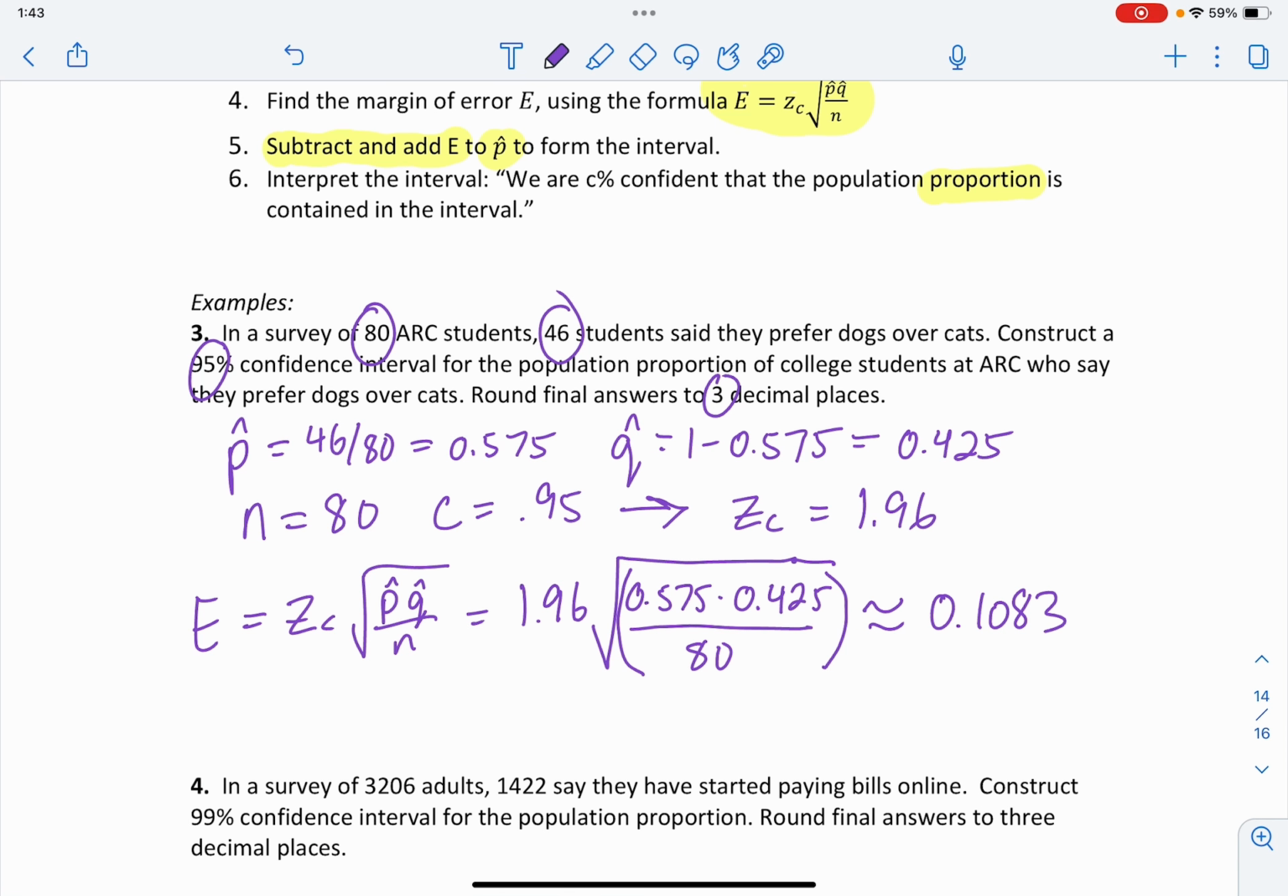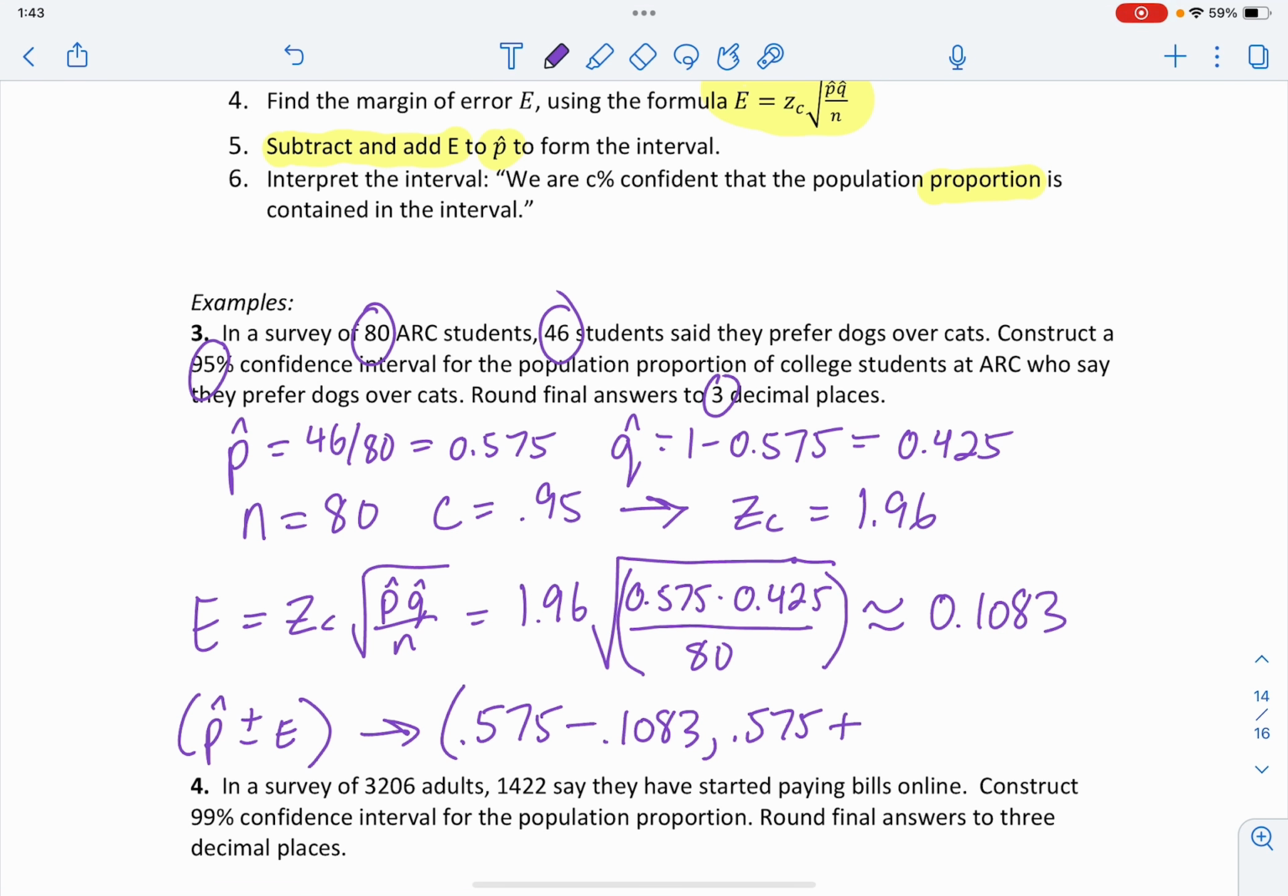Okay, and then finally we're doing P hat plus minus E. So I'm going to do the P hat, which, what was P hat again? Oh yeah, 0.575. Right up there. Minus 0.1083, and then 0.575 plus 0.1083. And this will give me my final answer, 0.467 to 0.683.